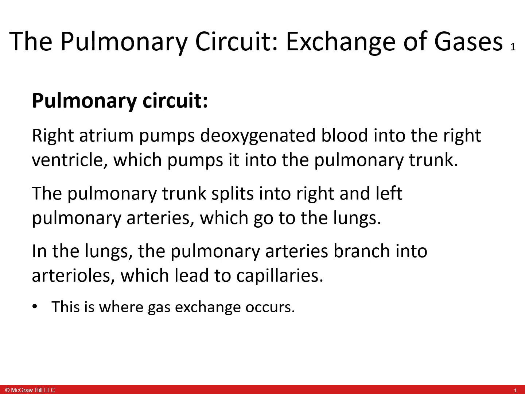Pulmonary circuit. This is where exchange of gases occurs. The right atrium pumps deoxygenated blood into the right ventricle, which then pumps into the pulmonary trunk. The pulmonary trunk is split into the right and left pulmonary arteries, which go to the lungs. In the lungs, the pulmonary arteries branch into the arterioles, which lead to capillaries. And this is where the exchange of gas happens.